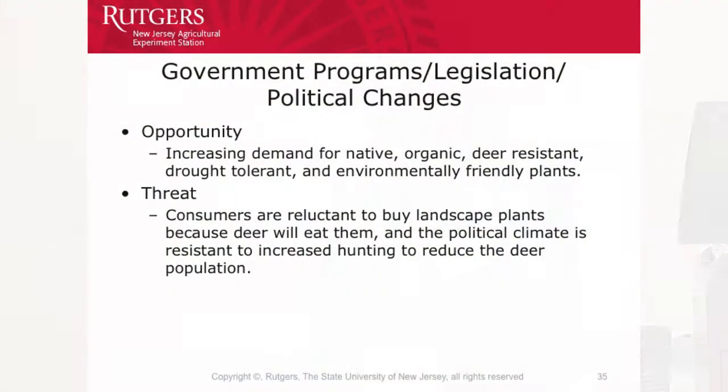In terms of government programs, regulations, and political changes, an opportunity is everybody's looking for native, local, deer-resistant, drought-tolerant, environmentally friendly. So you can produce plants that offer those. The downside is deer eat just about anything. So people are not going to keep buying things and have the deer eat them. So there are not many plants that are really deer resistant, that they won't eat. They'll eat anything pretty much. So that's a problem in New Jersey, as hunting is, people are against that.